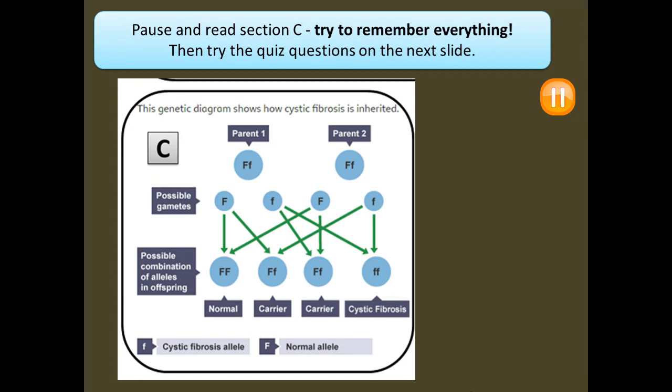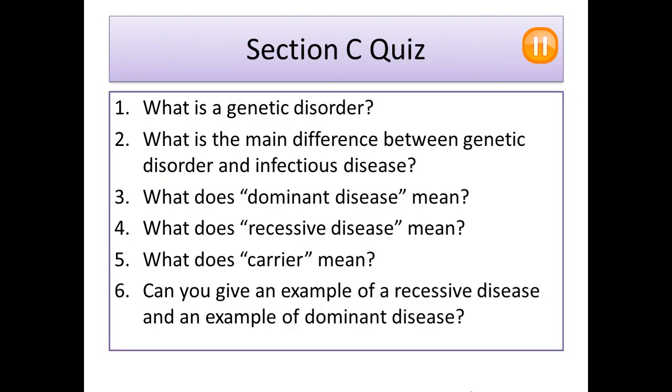Okay, now this is section C. Pause and read the section. Try to remember everything, and then we will have the quiz. Okay, so now it's time to try the quiz. Pause the video and take your time to do the task. When you are ready, we will check the answers.